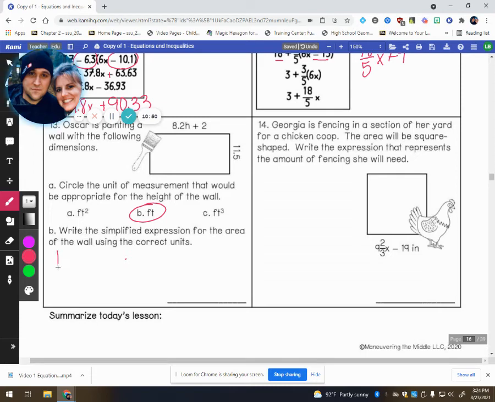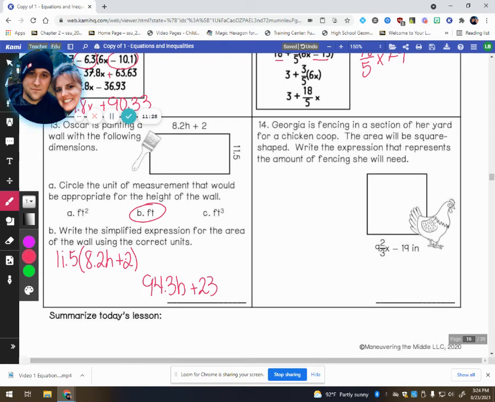So we're going to take the area, which is found by taking the length and multiplying it by the width. So we can go ahead and distribute this. 11.5 times 8.2 is 94.3 H. And then take my 11.5 and times it by 2, and I get a positive 23.